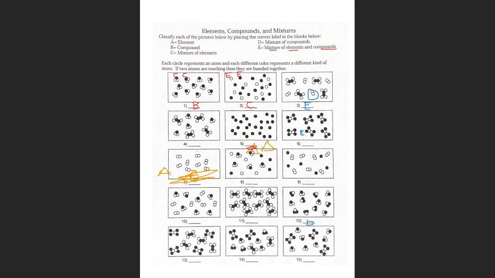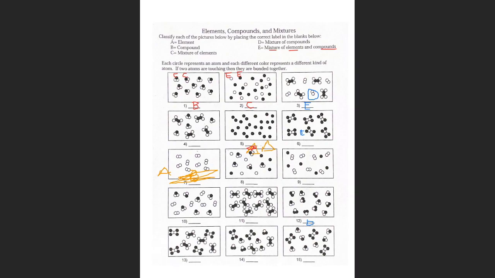Okay. I put D on 12. Okay, 12. Let me scroll down. Oh, so you guys can see, you can control the screen. Now I see. What is D? D is mixture of compounds. Yes, very good.